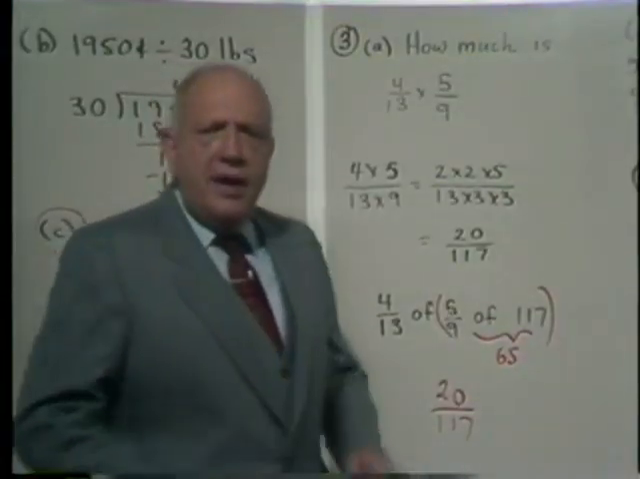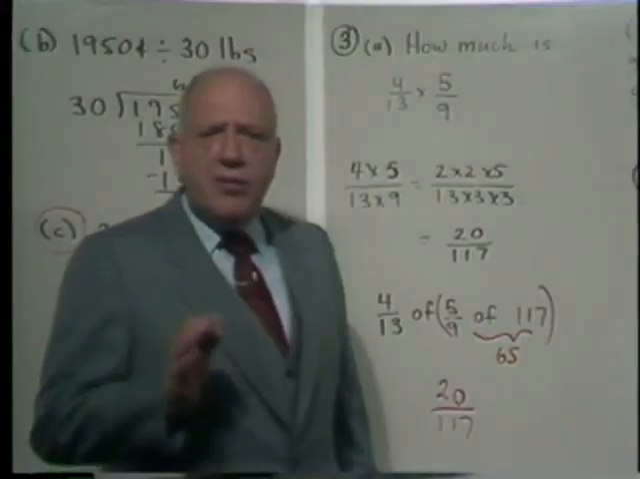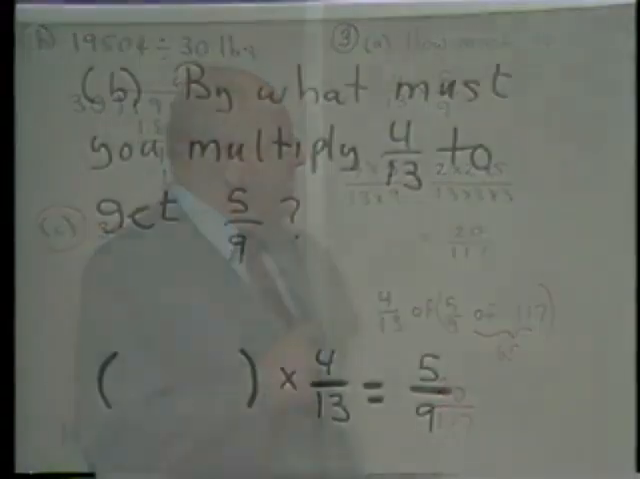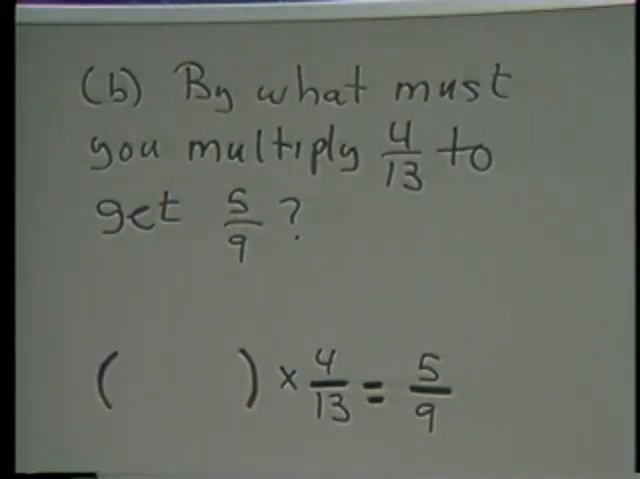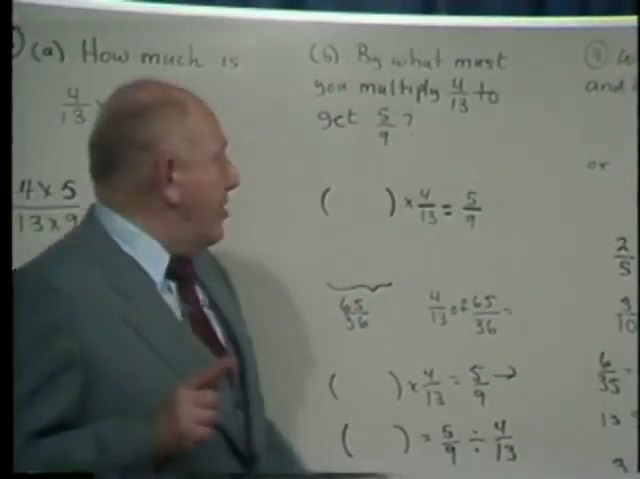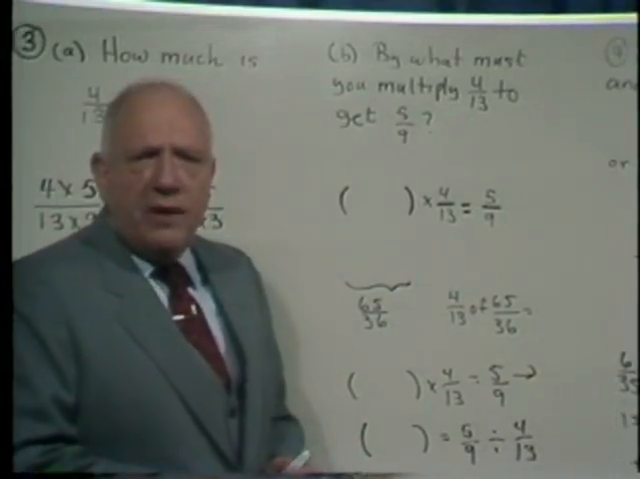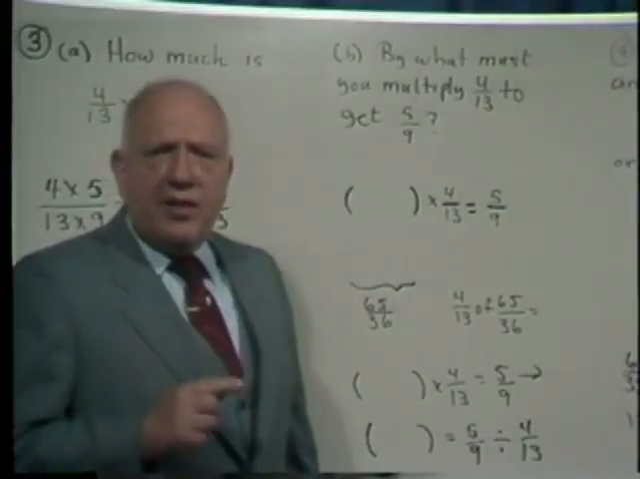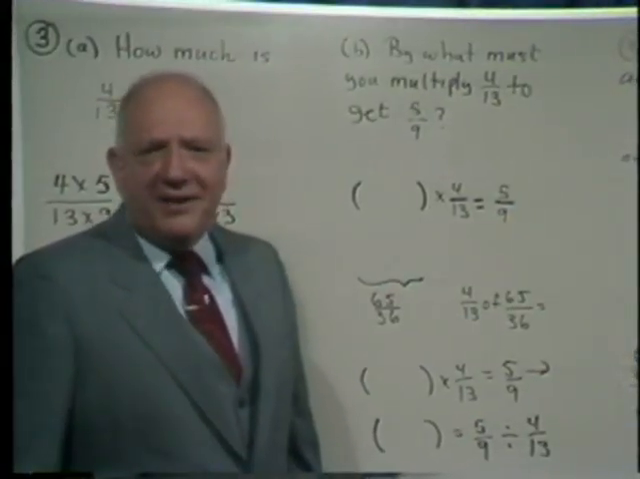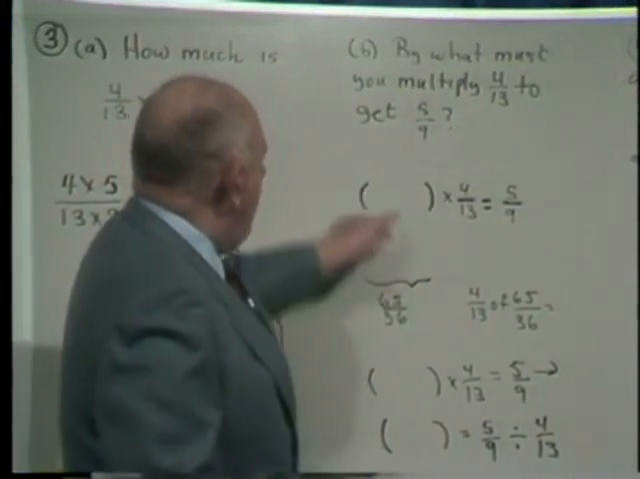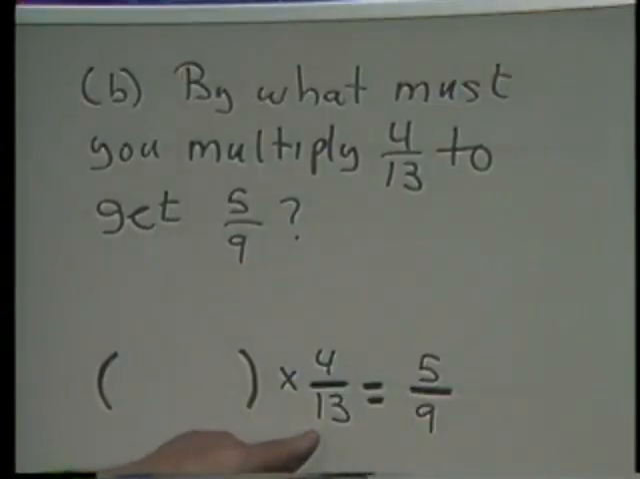Now, Part B is designed to warn you, please read carefully. See, Part B looks an awful lot like Part A, especially if you read incorrectly. Part B says, by what must you multiply 4/13 to get 5/9? And if you read that very quickly, all you see is what? The 4/13, the 5/9, and the word multiply. And most people who are careless, when they see Part B, wind up doing Part A. See, be careful what this thing says. It says, what number, that's the unknown, must you multiply by 4/13 to get 5/9 for the answer?